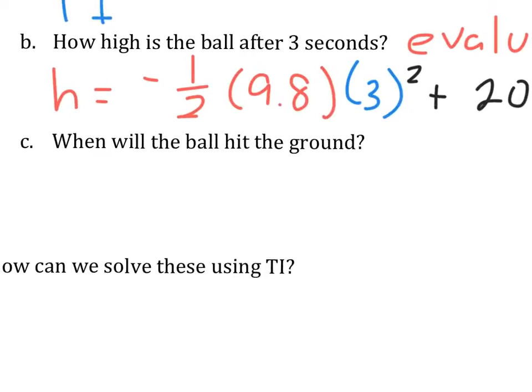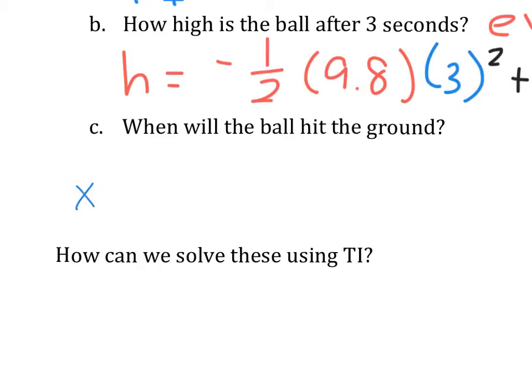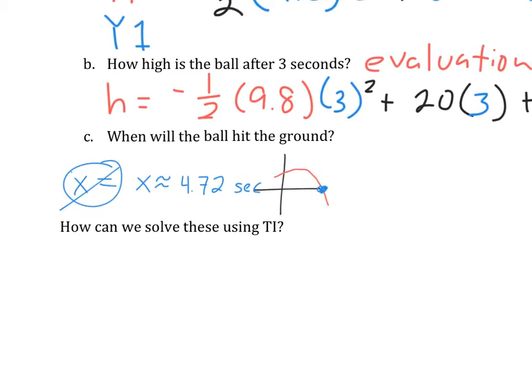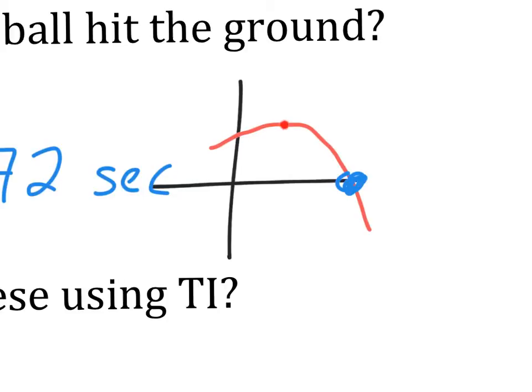And the next question is, when does the ball hit the ground? That's a question about x. One way to solve it is by hand, using x equals negative b plus or minus the radical of b squared minus 4ac, all over 2a. Or we're going to graph the function, which is going to look something like this, and find out what the x-intercept is right there. After I calculate this, x is approximately 4.72 seconds. So I throw the ball from 15 meters, it goes up, hits a max of some sort, and then comes down, and it takes almost 5 seconds to hit the ground.